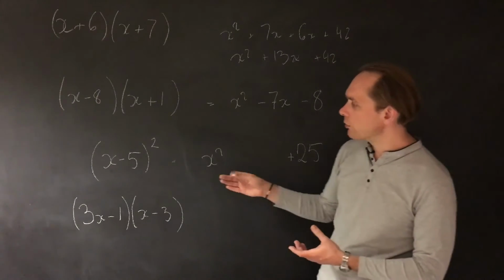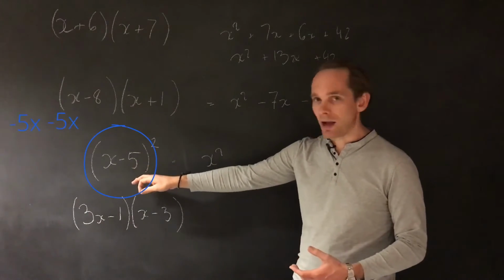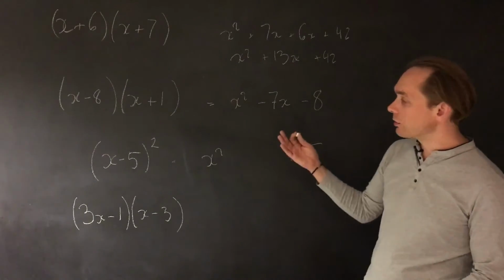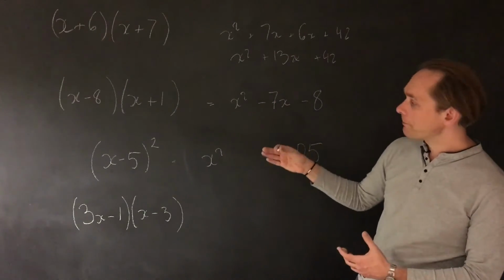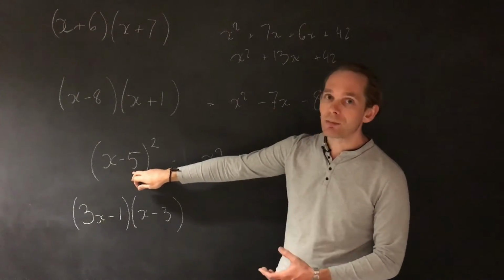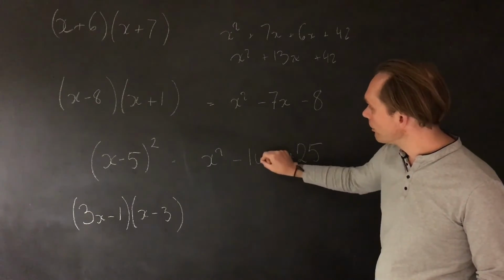What happens in the middle? Well, you're going to get minus 5x and minus 5x. You can see that if you expand it and write it out in full, or using the kind of logic that I've mentioned in these other videos, you're basically getting the sum of the two numbers. Well, this number is repeated, so minus 5 and minus 5 is minus 10. And that's going to be your middle term here.